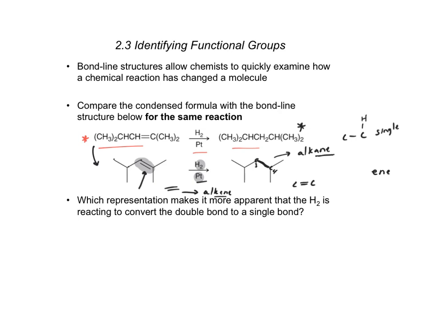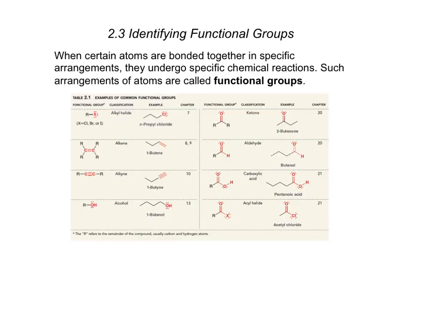So that's one functional group, what we call functional groups. A functional group is a specific arrangement of atoms in a molecule, and they tend to undergo very specific types of chemical reactions, okay? And these arrangements of atoms are what we actually call functional groups. So alkenes are one of them, and we have an example down here of our alkenes.